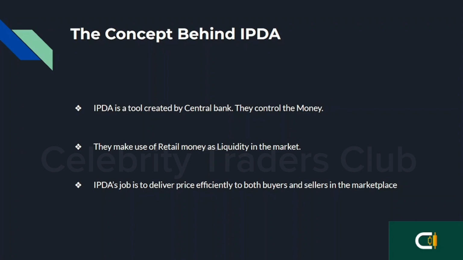Now that you're an institutional trader and you understand institutional concepts, once you see these things, you can't unsee them. So far you're studying and you're looking at it almost every time on your chart. Another thing you need to understand is that IPDA's job is to deliver price efficiently on the chart.